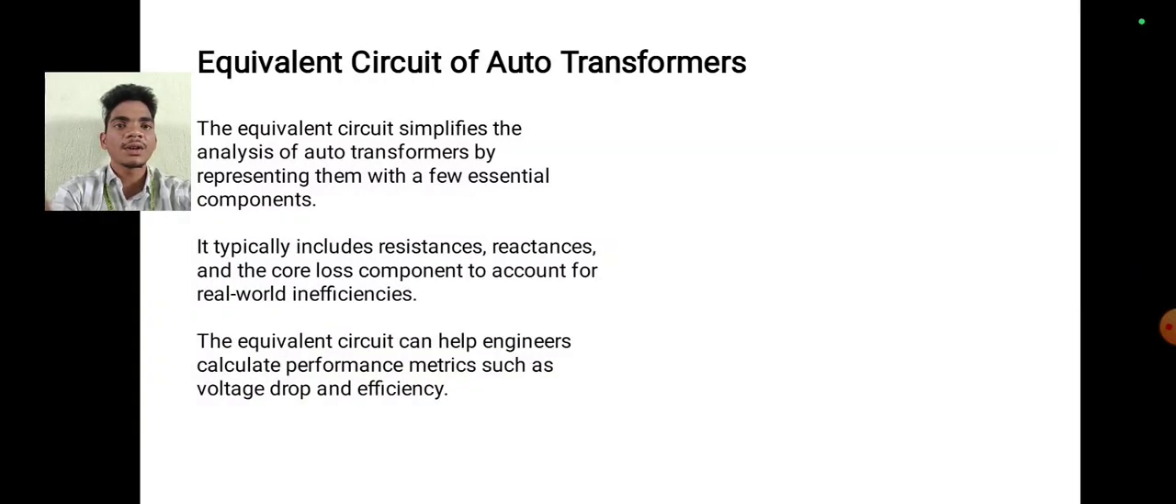Equivalent circuit of auto transformer. The equivalent circuit simplifies the analysis of auto transformers by representing them with a few essential components. It typically includes resistance, reactance, and the core loss component to account for real world inefficiencies. The equivalent circuit can help engineers calculate performance metrics such as voltage drops and efficiency.